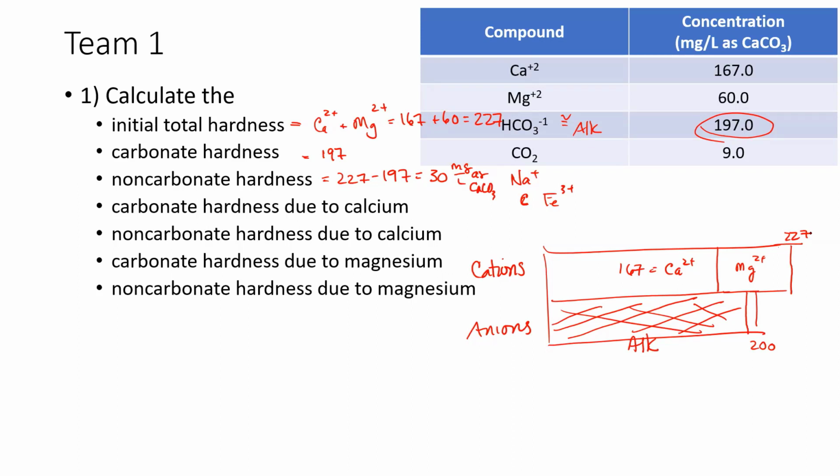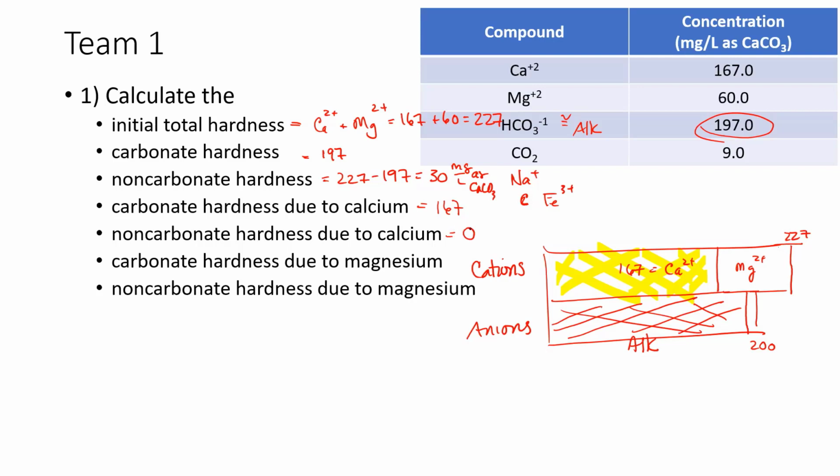So the carbonate hardness due to calcium is this yellow portion right here. So that is equal to the 167. The non-carbonate hardness due to calcium is equal to, so all of my calcium is consumed essentially as carbonate hardness, so the non-carbonate hardness due to calcium is equal to 0.